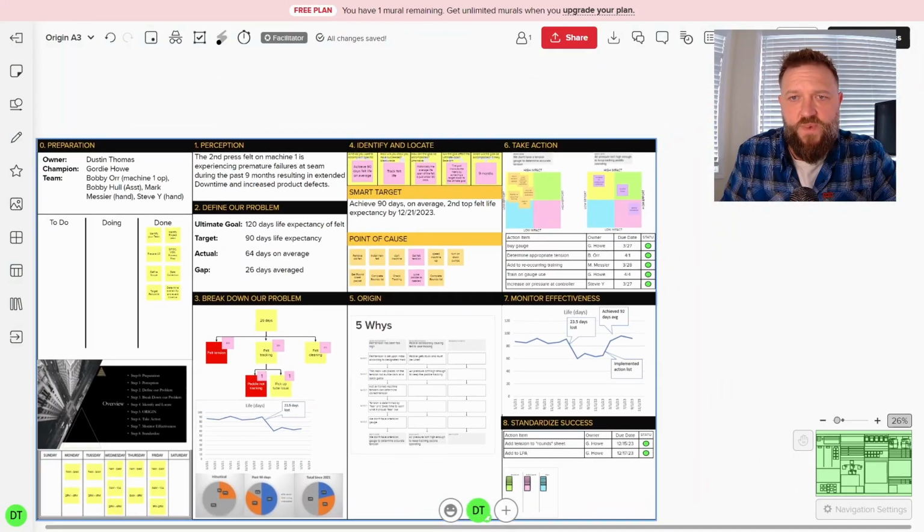In our previous videos, we went over Step 0, Preparation, Step 1, Perception, Step 2, Define our problem, Step 3, Break down our problem, Step 4, Identify and locate, and Step 5, the root cause analysis, or the origin. So let's take a look at our example that we've been working through. Let's zoom into Step 6.